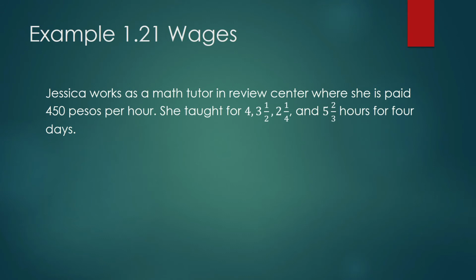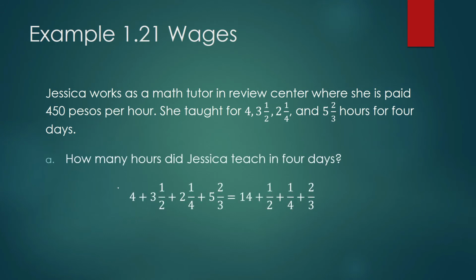So let us get the sum of the number of hours she taught for 4 days. So what you can do is you can first add the whole numbers. So 4 plus 3 is 7, plus 2 is 9, plus 5 is 14. And then we will add the fractions. So what is the LCD here? So the LCD here is 12. So 1/2 plus 1/4 plus 2 over 3, that is just equal to 6 over 12 plus 3 over 12 plus 8 over 12.